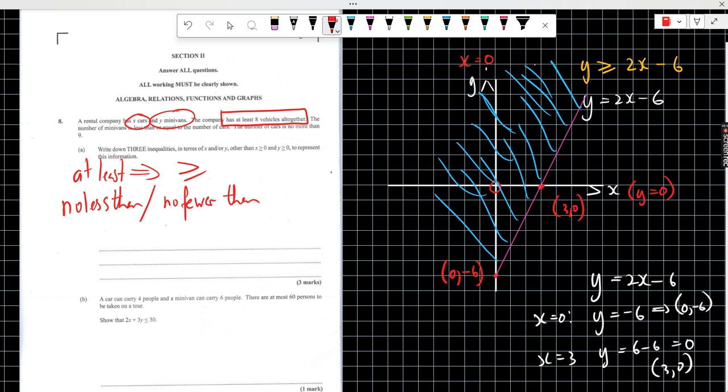Yes, sir. Right? So now, just diverting from the question for a little bit, suppose we see at most. What does that mean in terms of an inequality sign? That means less than or equal to.